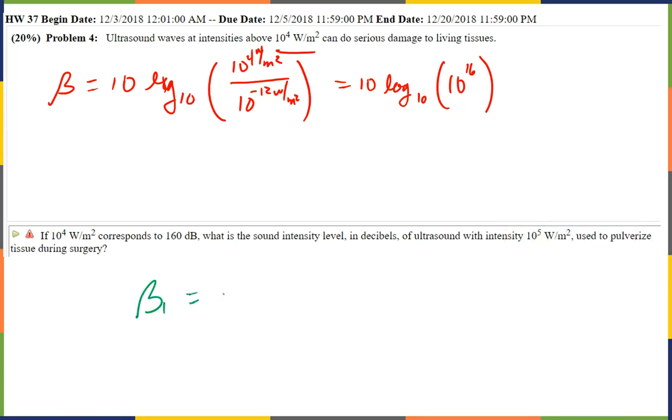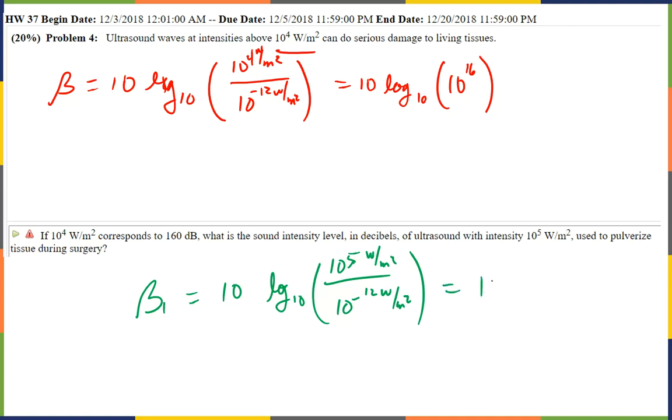Beta prime is equal to 10 log base 10 of 10 to the 5th watts per meter squared over 10 to the minus 12 watts per meter squared. And he said, well, 10 to the 5th divided by 10 to the minus 12 is 10 to the 17th. Log base 10 of 10 to the 17th is 17 multiplied by 10 equals 170 decibels.